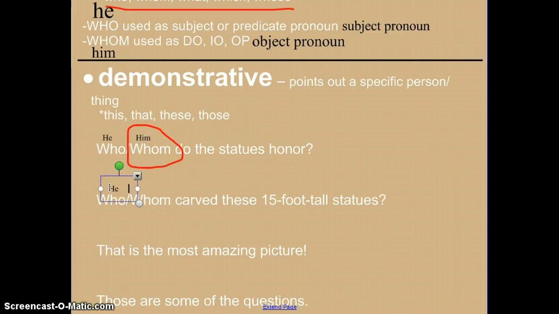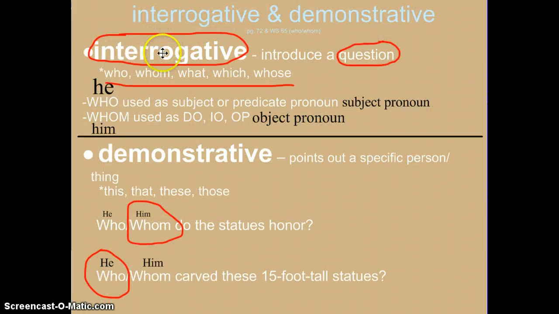So we're going to do the same thing here. He for who, him for whom, and try reading the sentence. Instead of saying "Who or whom carved these 15-foot tall statues?" we try "He carved the statues" or "Him carved the statues." And we can tell right away that it has to be he, so our answer is who. So those are interrogative pronouns, and again, what you just need to remember is that interrogatives are questions, and that with who and whom, we're going to substitute these words in. We'll be doing some practice with this in the next screencast that you should be watching.